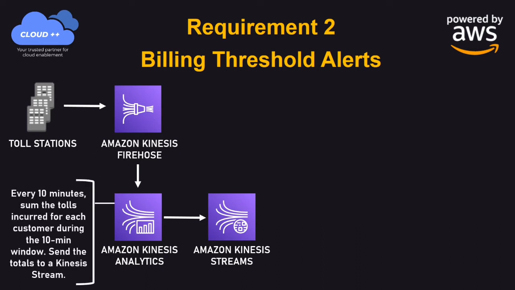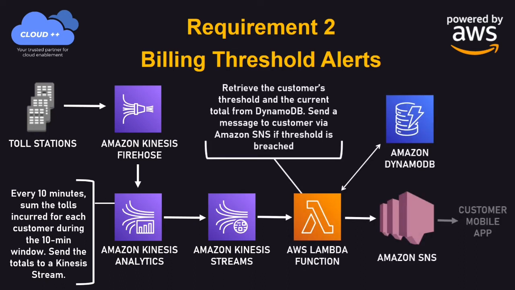Further, Kinesis Analytics totals the value of the transactions for each customer over a 10-minute time period window. At the end of the window, it sends the totals to a Kinesis stream. This stream is the event source for an AWS Lambda function. The Lambda function queries the DynamoDB table to retrieve the thresholds and current total spent by each customer represented in the output from Kinesis Analytics.